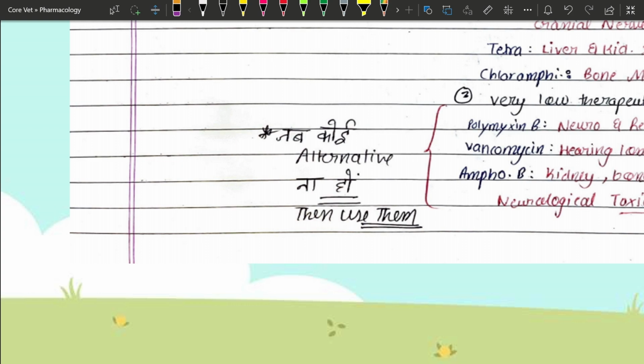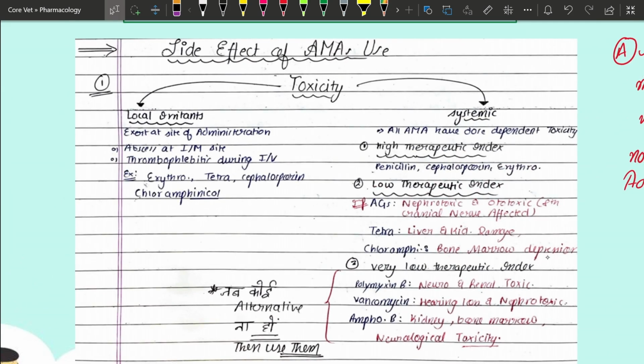That is what local irritation means. There may be formation of an abscess at the intramuscular site where you applied the injection, or there may be a thrombophlebitic condition produced during intravenous administration of certain drugs. Which classes of antibiotics? There are several classes, and a few examples I have mentioned here, like erythromycin, tetracycline, cephalosporin and chloramphenicol, show local irritation.